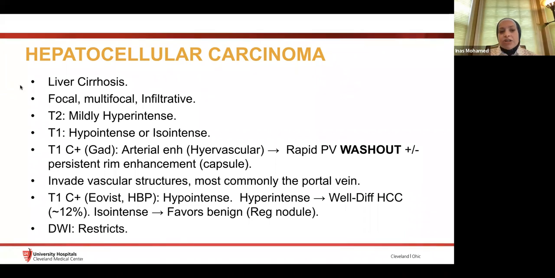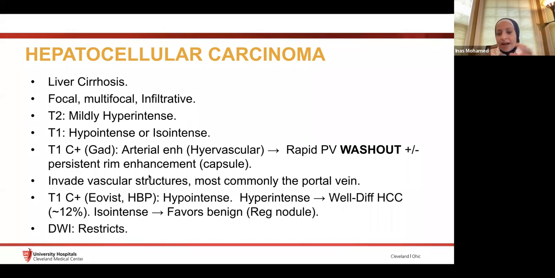Okay, on T2, it's mildly hyperintense. We call this the evil gray. When you look at the T2 hyperintense, and it's a little bit hyperintense, it's evil, especially if this patient is cirrhotic. On T1, it can be hypo or iso. Again, arterial enhancement, rapid portovenous washout, very important. And persistent rim enhancement, which we call the capsule.